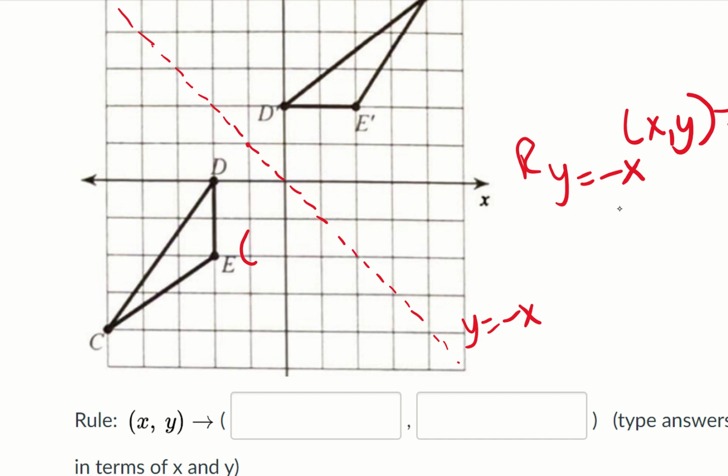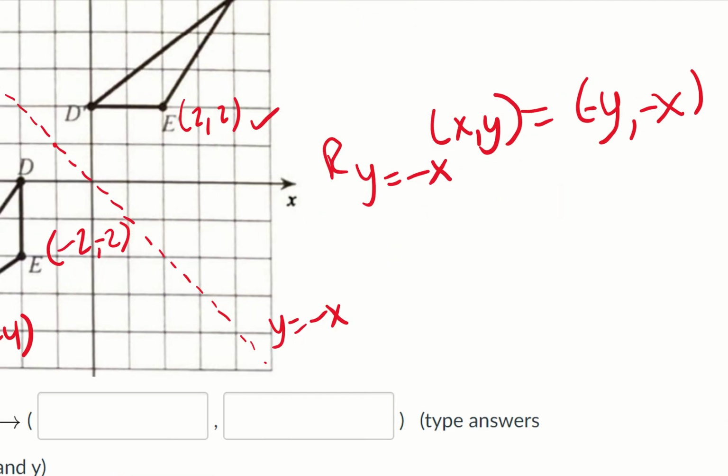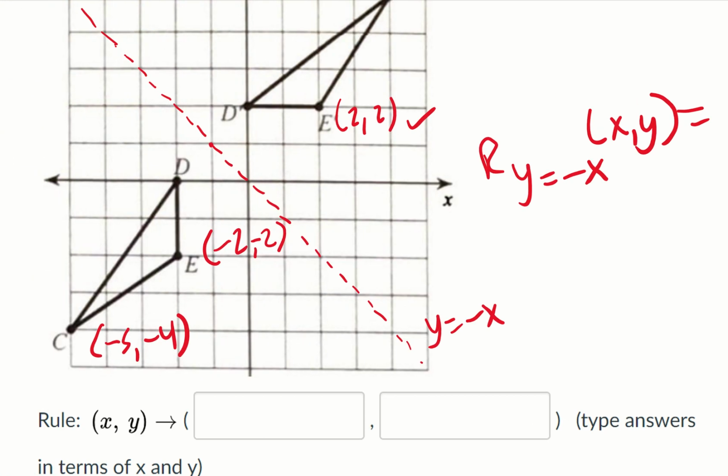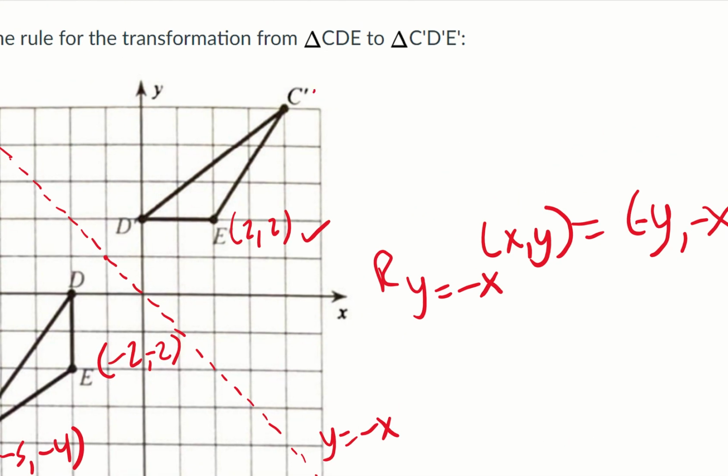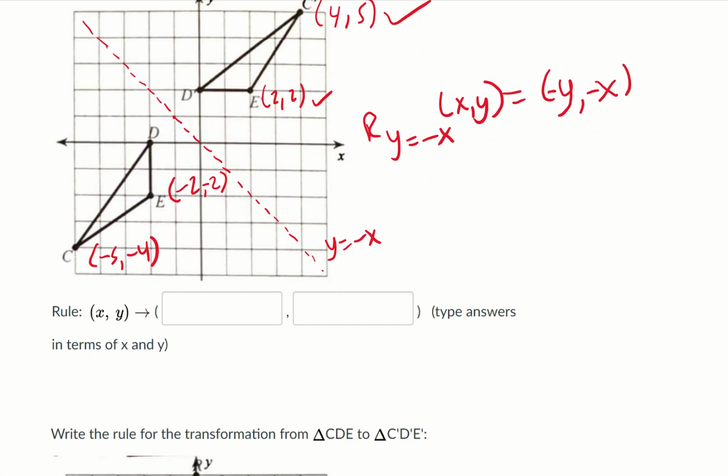So if E is (-2, -2), well then if we switch them and then change signs, that's going to be (+2, +2), right? Which is what we have here. So this checks out. And then if you were to do it for C, C is (-5, -4). If you switch it, you get (-4, -5). But then you change the signs because there's negative signs there. It's going to be (+4, +5). That is true. It works out here. So this is definitely a reflection across y equals negative x. And so the rule is (-y, -x).